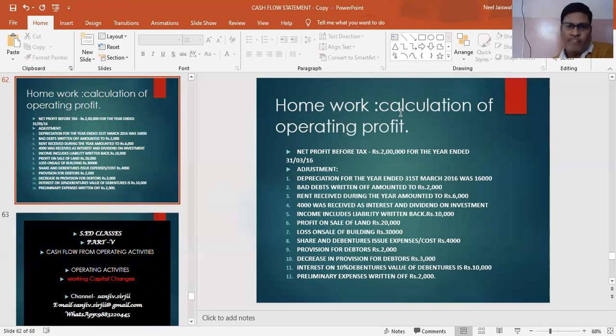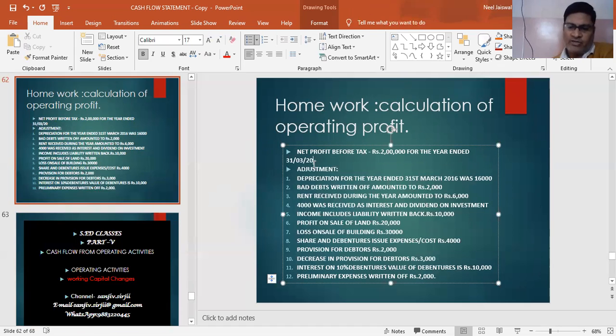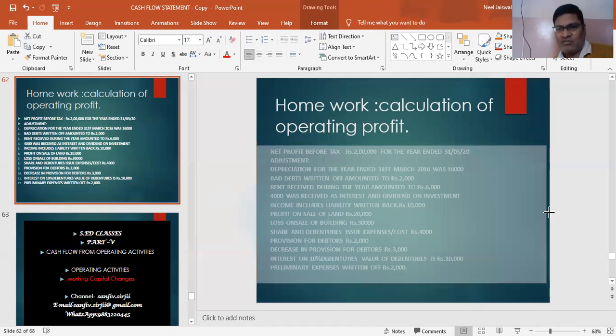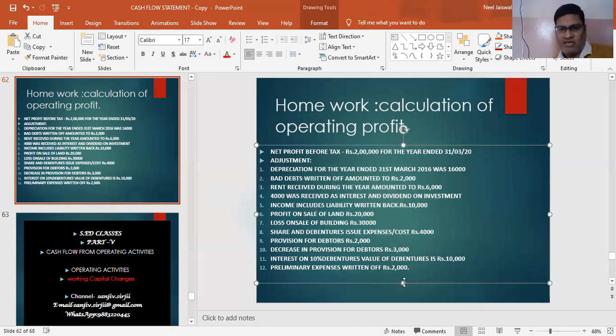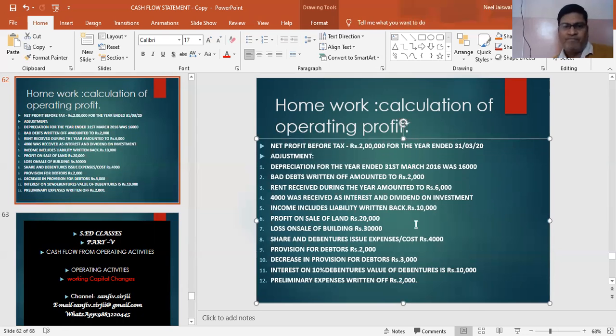Anyhow, this is your homework. Once you have done this, please go through this. NPBT is given 2 lakhs for the year ended 31st March 2019, or 2020 I should say rather. And adjustments are given. You have to add back the non-operating and non-cash expenses, and subtract the incomes which are non-operating or non-cash, and we will be getting our net profit before working capital changes or operating profit before working capital changes.